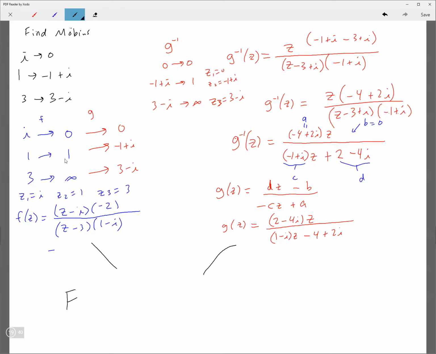So the Möbius transformation will be the composition of two Möbius transformations. You do F first, because F will take I to 0, 1 to 1, and 3 to infinity. So you do that first. Then you apply G, which does the backwards of this. So it'll take 0 to 0, it'll take 1 to negative 1 plus I, and it'll take infinity to 3 minus I.